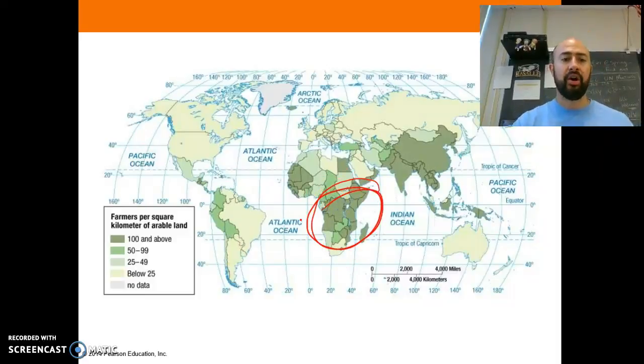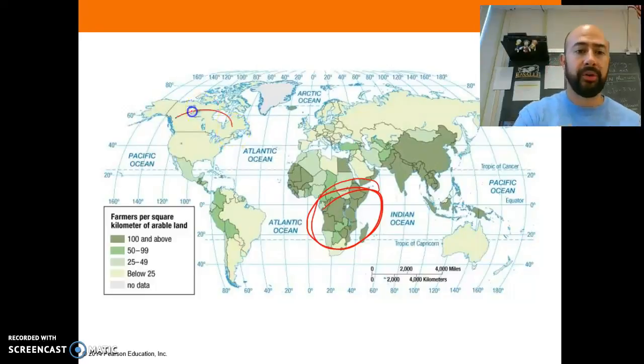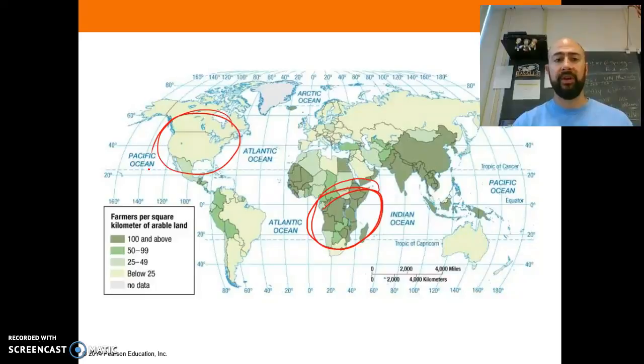Sub-Saharan Africa, there are a lot of farmers per square kilometer of arable land. Look at the United States. There are not very many farmers per kilometer of arable land. The United States produces way more food every year than Sub-Saharan Africa does. All right, but we do it with way fewer farmers. What does that tell us? It tells us that the United States has a commercial agricultural economy. That we're using machines, or that our land is just simply better for growing food than perhaps Sub-Saharan Africa.